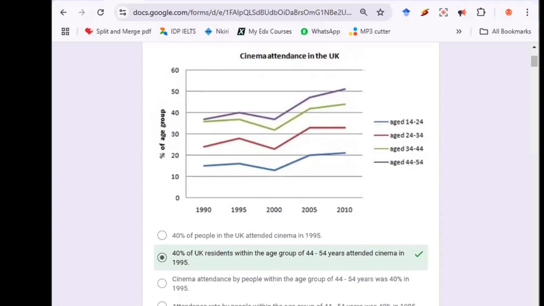So look at this here. We have a chart. This is a line graph, and data is in percentage. Notice what they wrote here: percentage of age group. So let's look at the sentences one by one. The first one says: 40% of people in the UK attended cinema in 1995. So this is 1995 here. All right, so 40% of people.